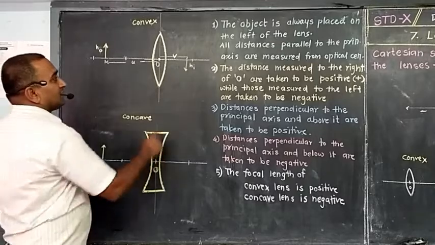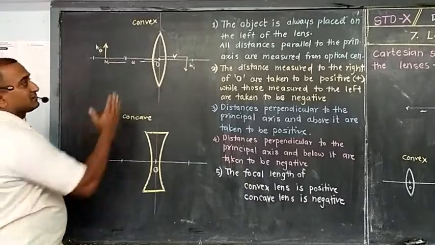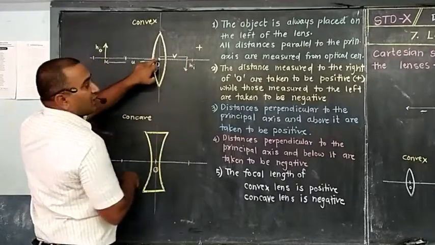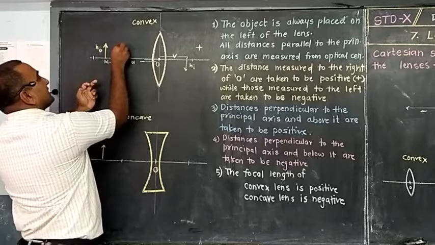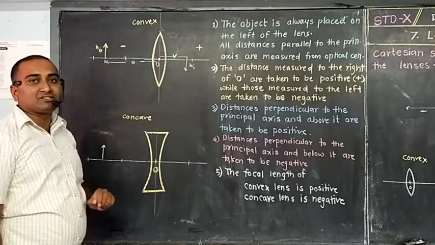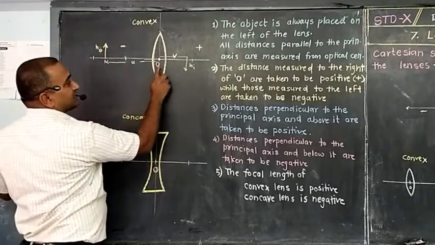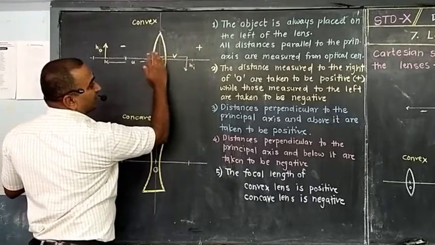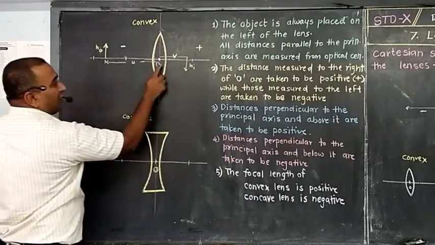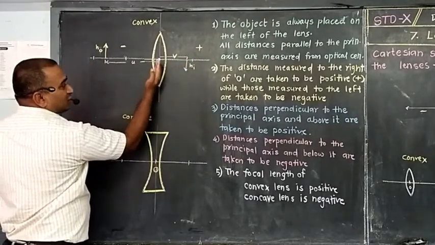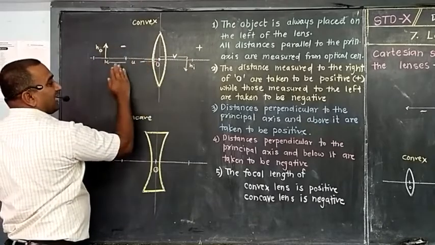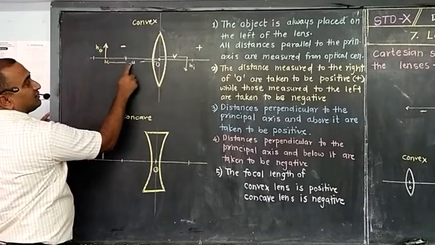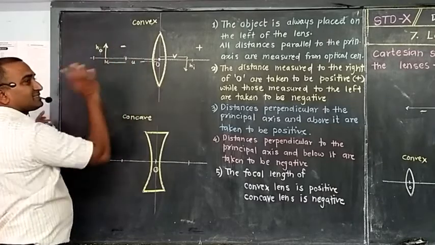Second, the distance measured to the right side. On the x-axis, the right side is positive and the left side is negative. So all the distances measured towards the right side of O, the optical center, are taken as positive, and all the distances measured to the left of the optical center are taken as negative. Since the object is always placed on the left, the object distance is always negative.